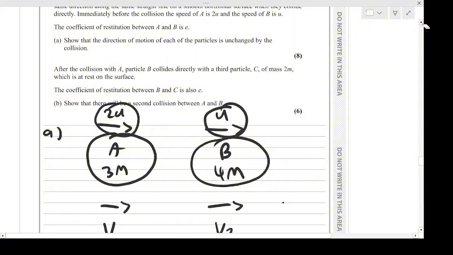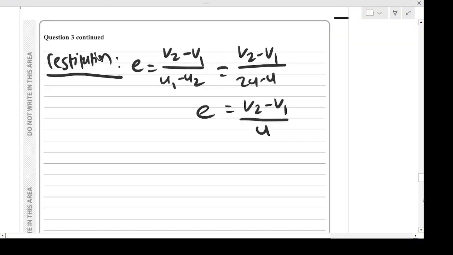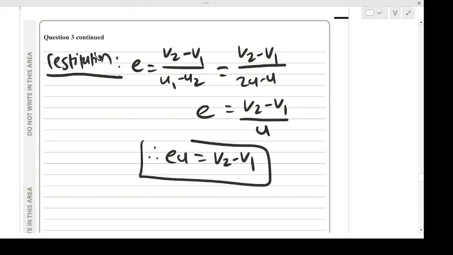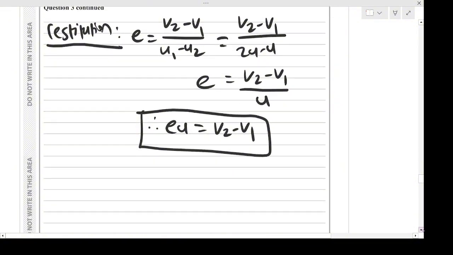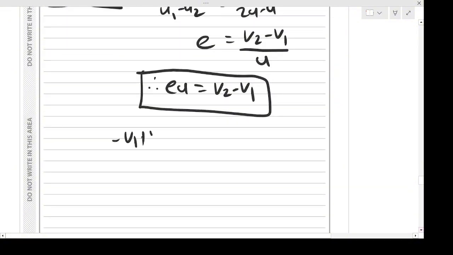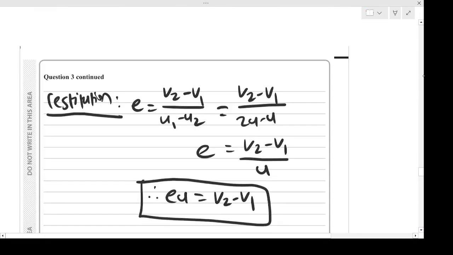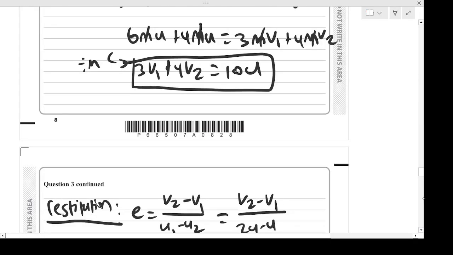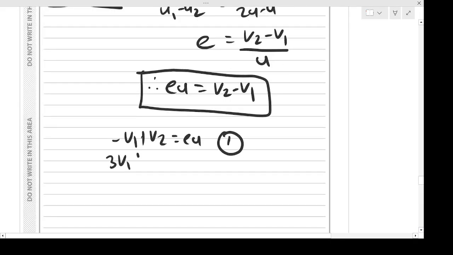So I'm just going to leave it as e, okay? So for times across, I get eu is v2 take away v1, and that's my second equation there. So now I have these simultaneous equations. So minus v1 add v2 is eu, and also for momentum, 3v1 add 4v2 is 10u. And so these are my two equations.